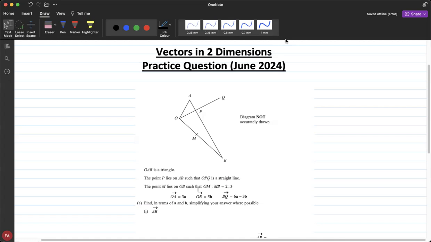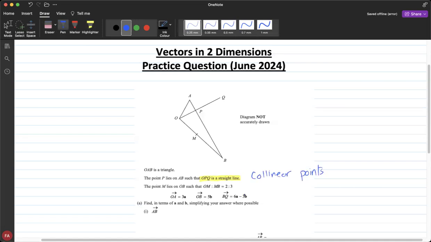Today we're going to be studying this concept of vectors. So the question over here reads, OAB is a triangle. The point P lies on AB such that OPQ is a straight line. The fact that they've given you this concept where it says it's a straight line probably means that we should be using something that is related to collinear points.